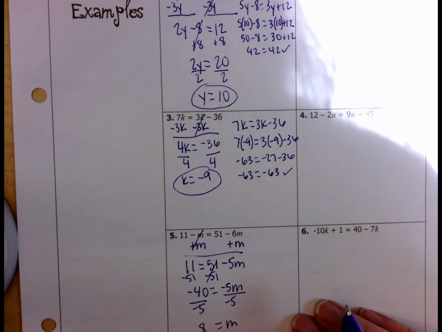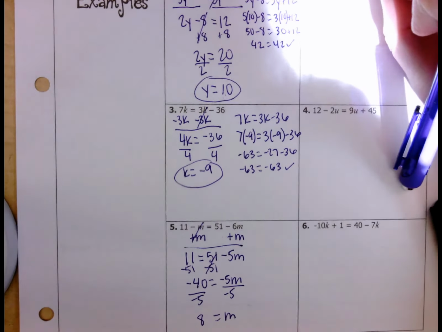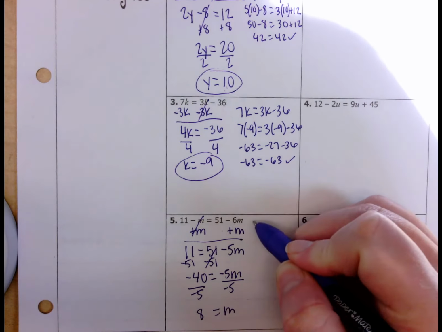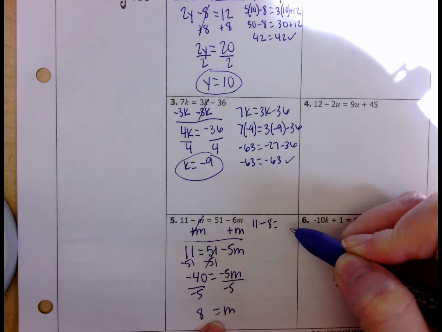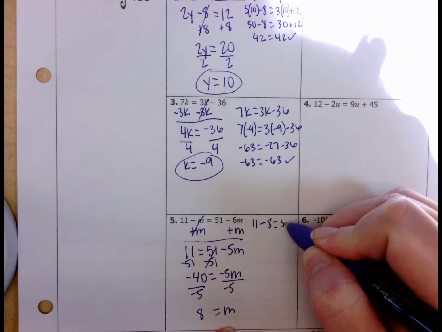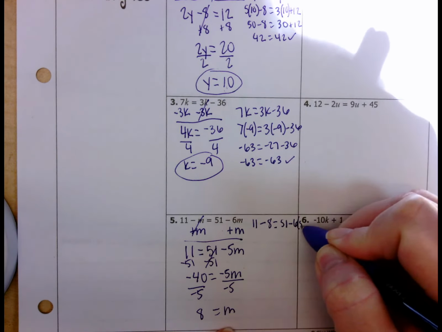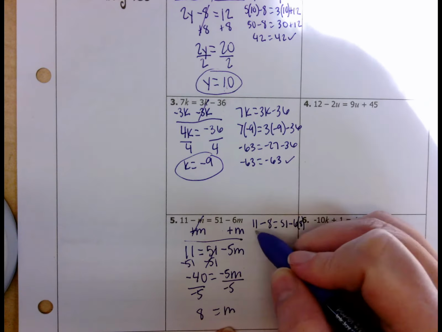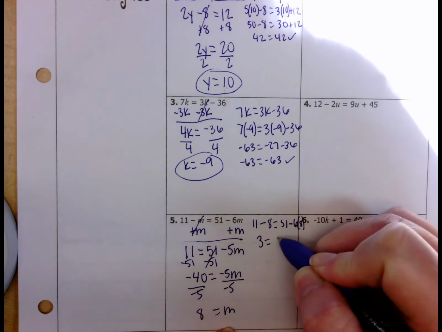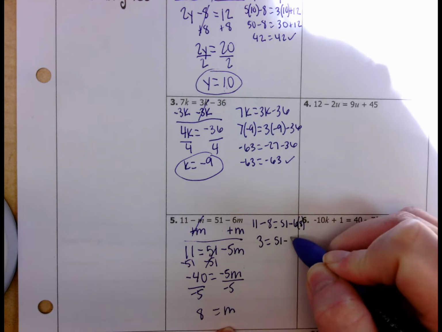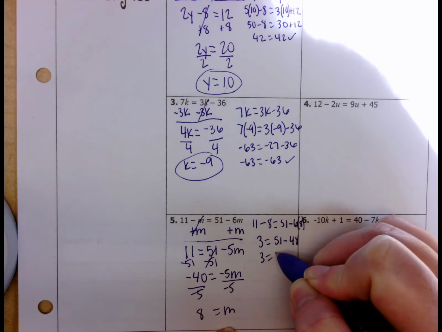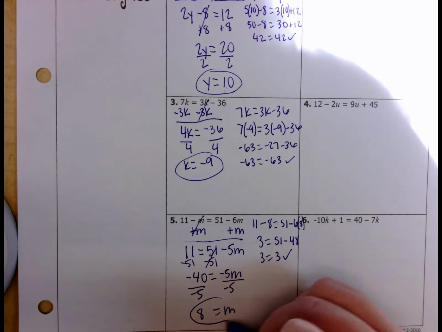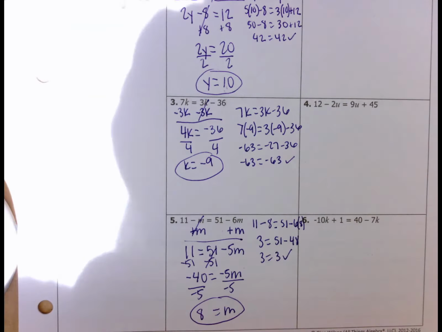And so I'm going to check myself and make sure that that value works. So I plug it in. 11 minus 8 should equal the same thing as 51 minus 6 times 8. Okay, so 11 minus 8 is 3. And then 6 times 8 over here is 48. And so 51 minus 48 is 3. And so in that case, 8 is the correct answer on this.